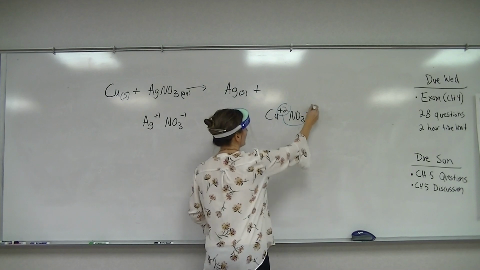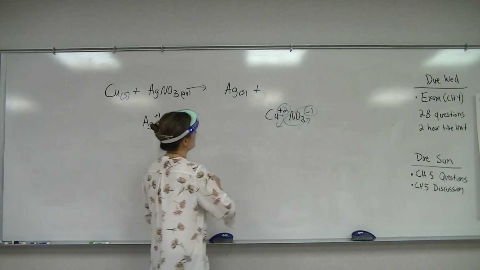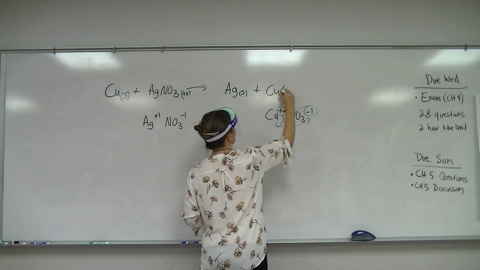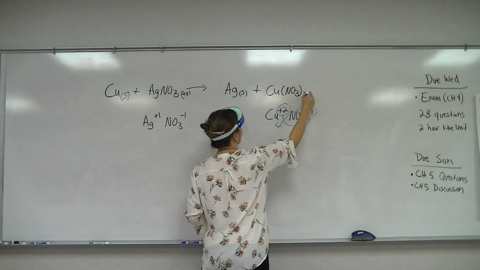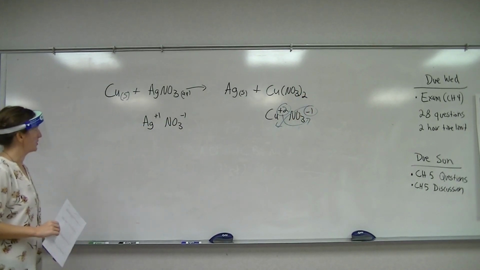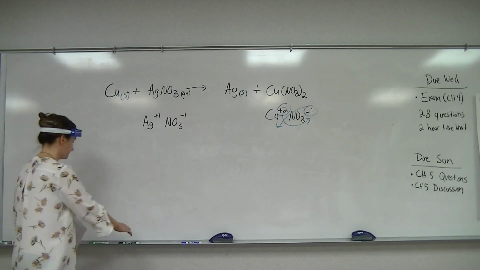It means we'll have 2 nitrates and 1 copper. So, 1 copper, 2 nitrates. Parentheses around the NO3, and the 2 on the outside of the parentheses. Now, we need to balance this chemical equation.